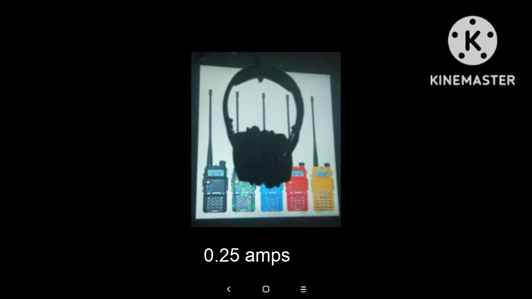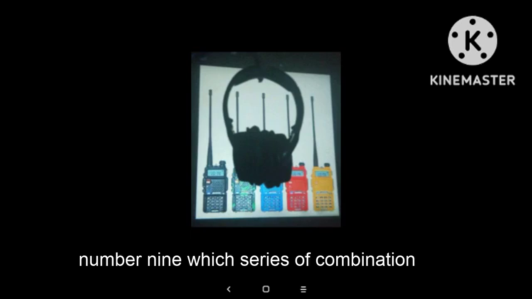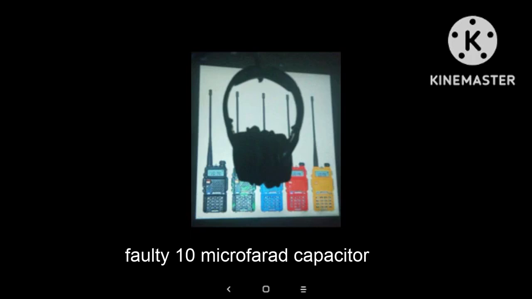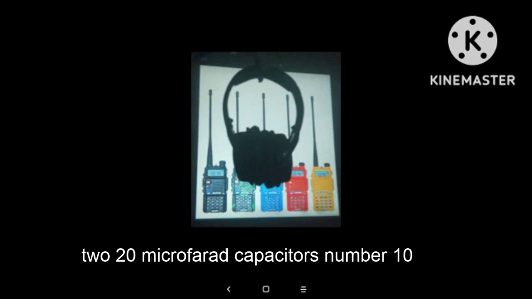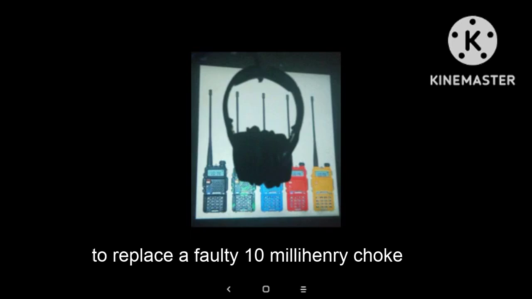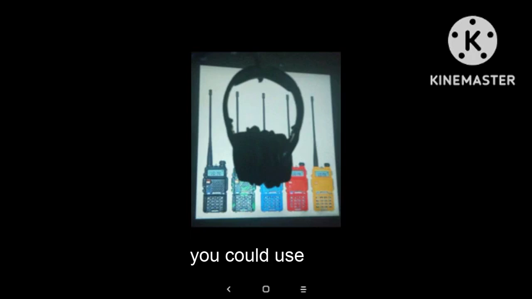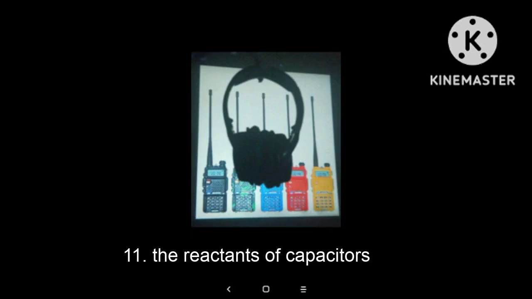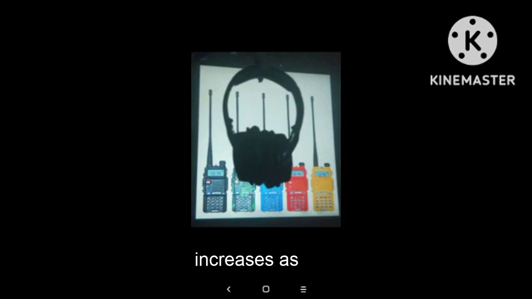0.25 amps. Number 9. Which series combination of capacitors would best replace a faulty 10 microfarad capacitor? 2 20 microfarad capacitors. Number 10. To replace a faulty 10 millihenry choke, you could use 2 5 millihenry chokes in series. 11. The reactance of capacitors increases as AC frequency decreases.